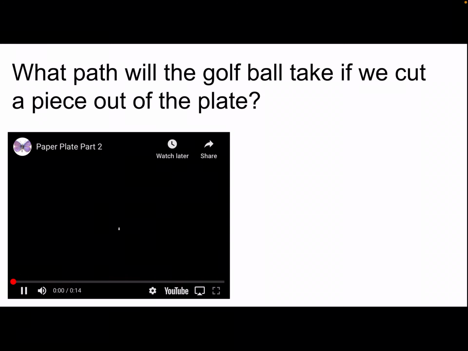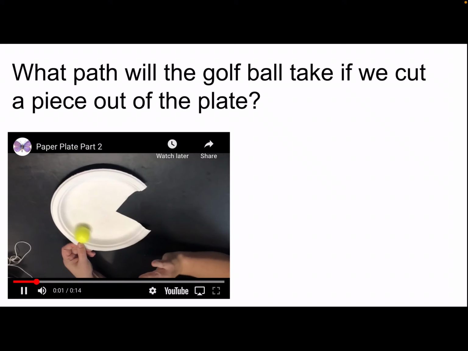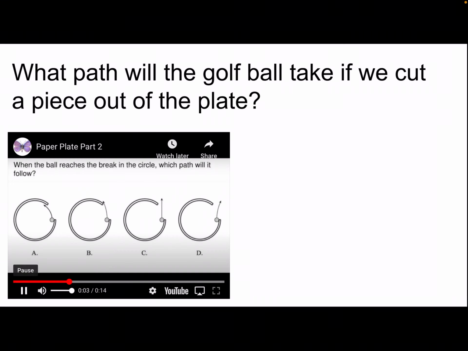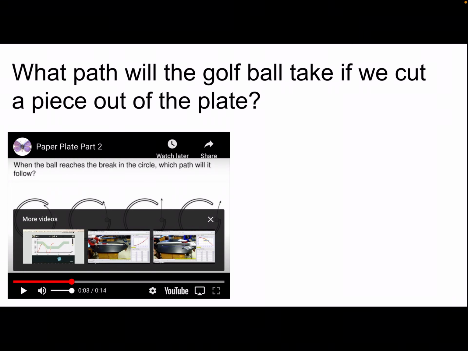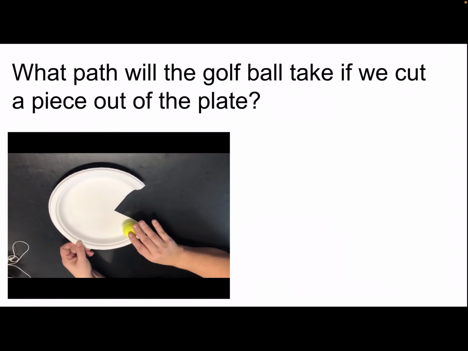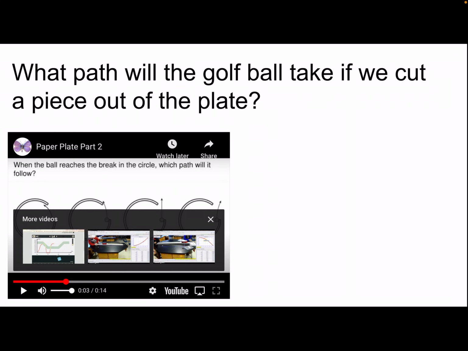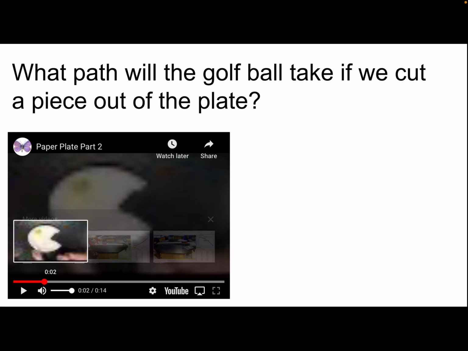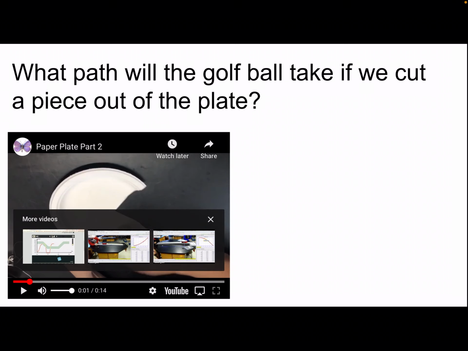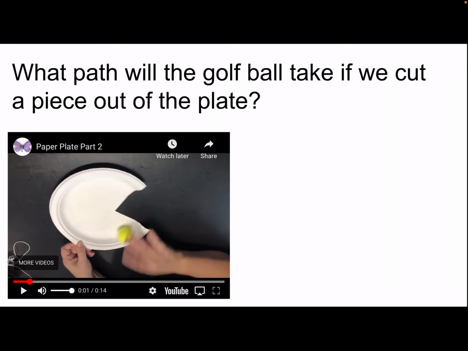So what we did was put the golf ball back on the paper plate, and we rolled it around. And then we had cut out a piece of the paper plate. So let's look at that again. We cut out that piece of the paper plate. So the question is, where is that ball going to go when it hits the spot where the plate is no longer there?